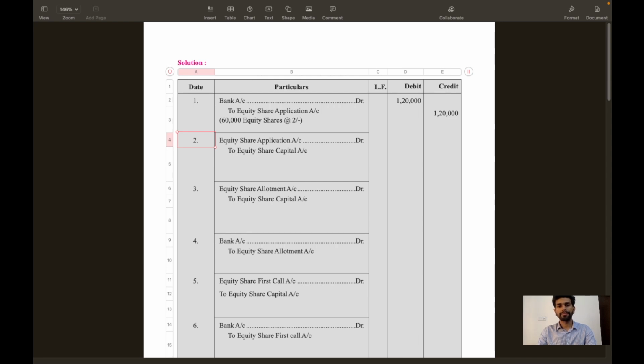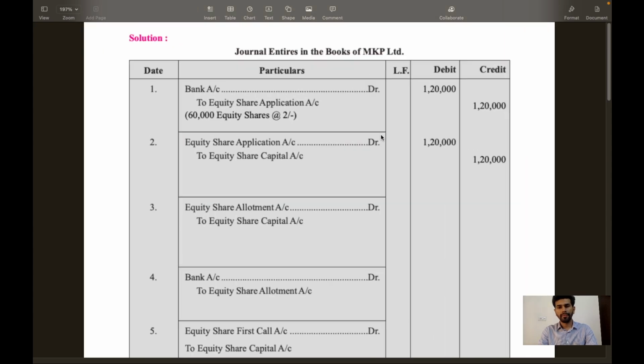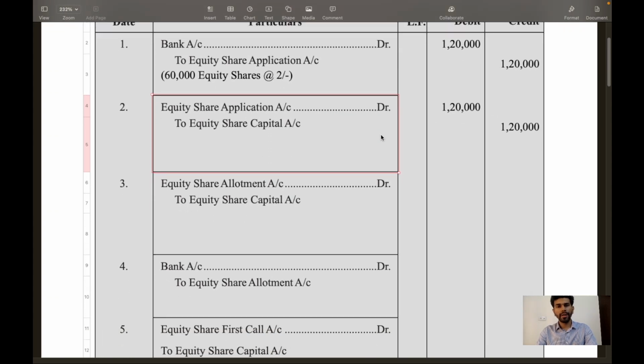Next entry, equity share application money will be transferred to equity share capital account. So the entry will be equity share application account debit to equity share capital account. Amount will be the same, 1,20,000. First entry narration will be being application money received on 60,000 equity shares, and narration for the second journal entry will be being equity share application money transferred to equity share capital account.